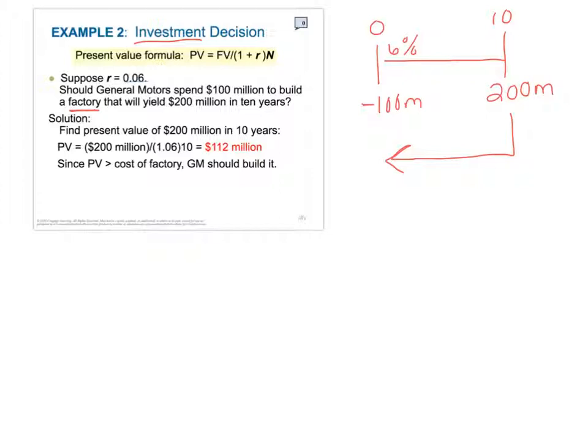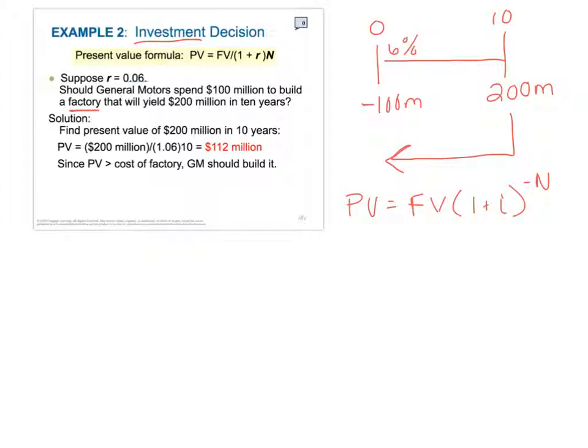A lot of students want to propel the $100 million into the future. We don't want to do that because we don't know what's going to happen tomorrow. So the best formula to use here is the present value formula. So I'm going to say the present value is equal to the future value times 1 plus the interest rate to the negative nth power.